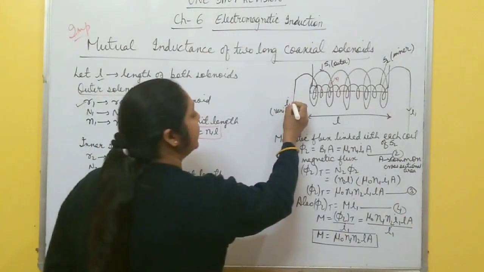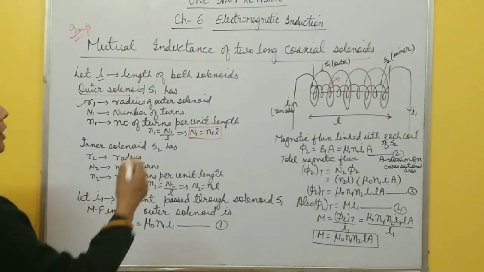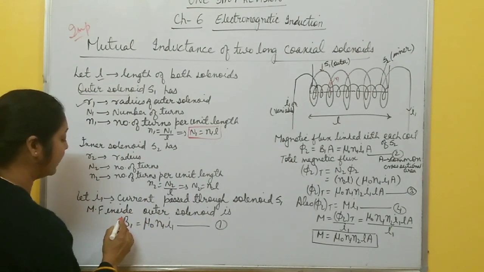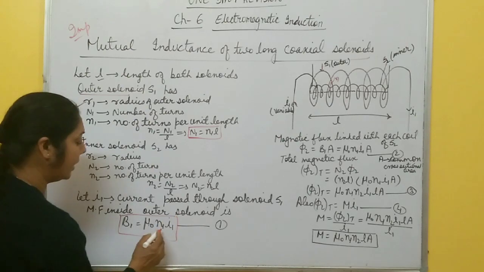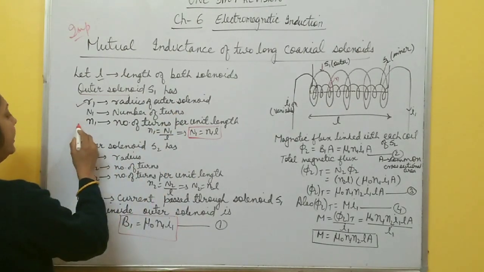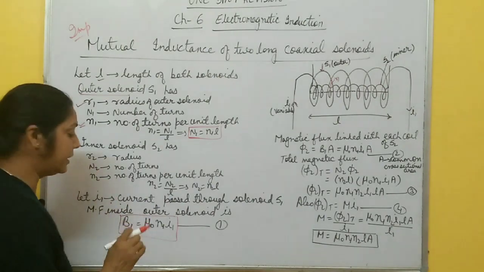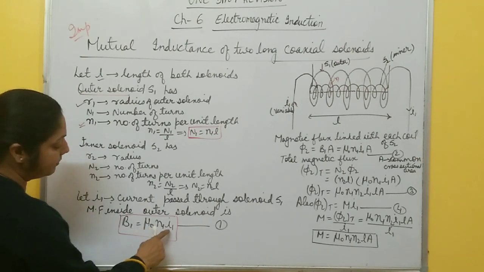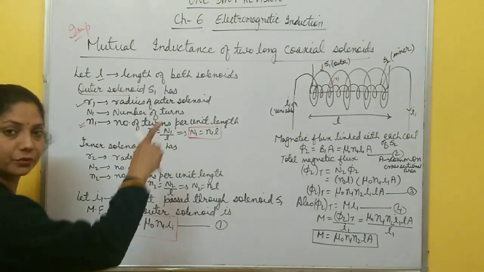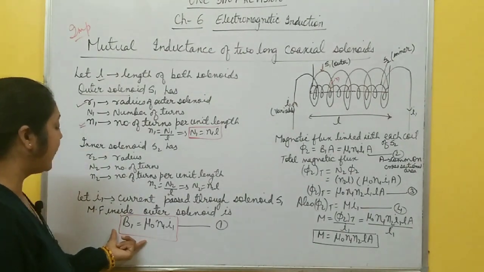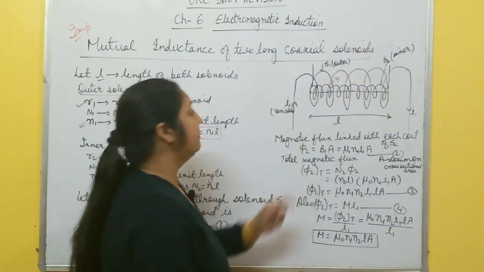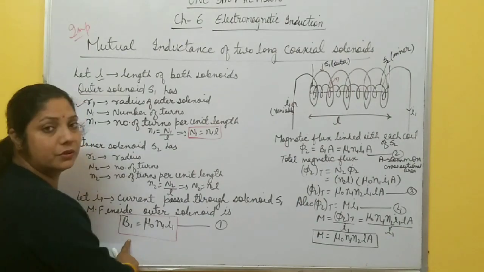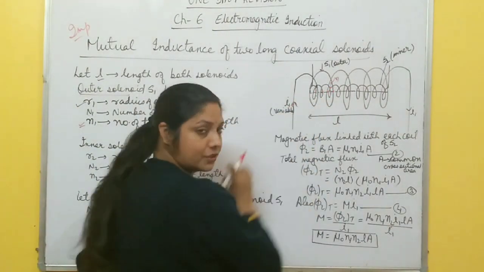Now, suppose current I1 passes through the outer solenoid. Due to this current, what is the magnetic field inside the outer solenoid? B1. B1 equals mu naught n1 I1, where n1 is the number of turns per unit length in the outer solenoid, mu naught is the permeability constant, and I1 is the current passing through the outer solenoid. This is the magnetic field inside the outer solenoid, but both have the same axis and same center, so this magnetic field is also the magnetic field inside the inner solenoid.